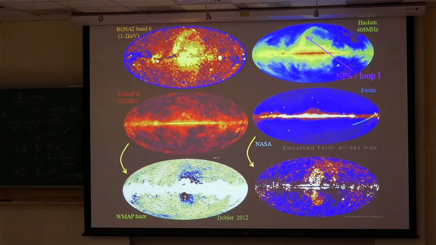This is supposed to show a movie, I think it's stuck. But the point is that this is the raw data from Fermi. The maps that you see have been heavily manipulated in order to bring out the bubbles, in a similar way to the way in which the microwave haze, known back then as the WMAP haze, was brought out from the raw data.